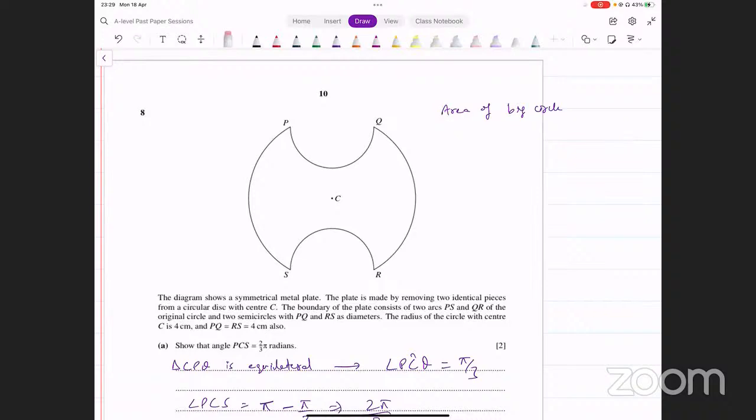4 semicircles? Where is that coming from, Daniel? 4 semicircles?